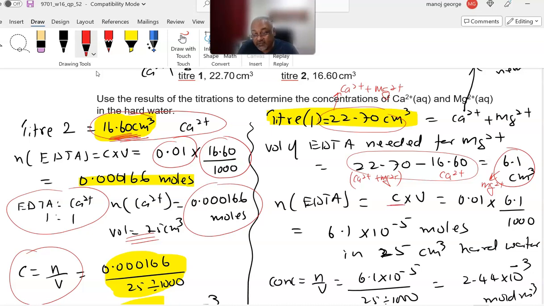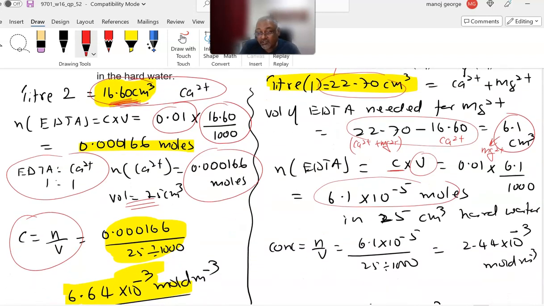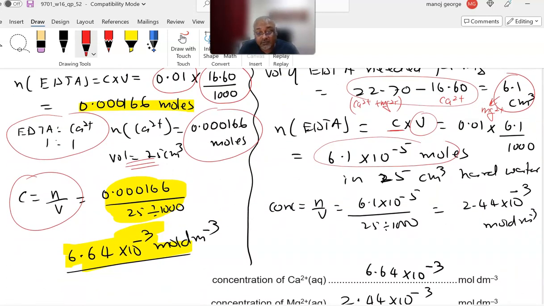So I know the concentration of EDTA is 0.01. The volume of the EDTA is 6.1 after that subtraction. And that helps me to figure out the moles of EDTA. And don't forget that the ratio of EDTA to magnesium ion is still 1:1. Don't forget, in the previous page, the ratio was clearly mentioned in the equation. So whatever is the moles of EDTA is the moles of magnesium ion. And that's how I can now directly use that in my concentration.